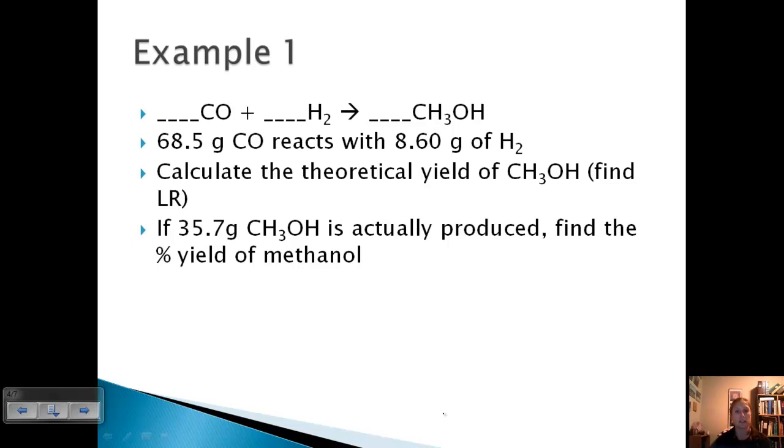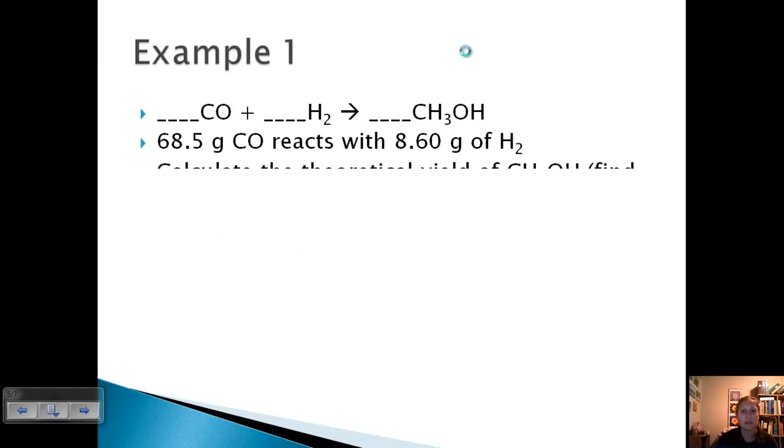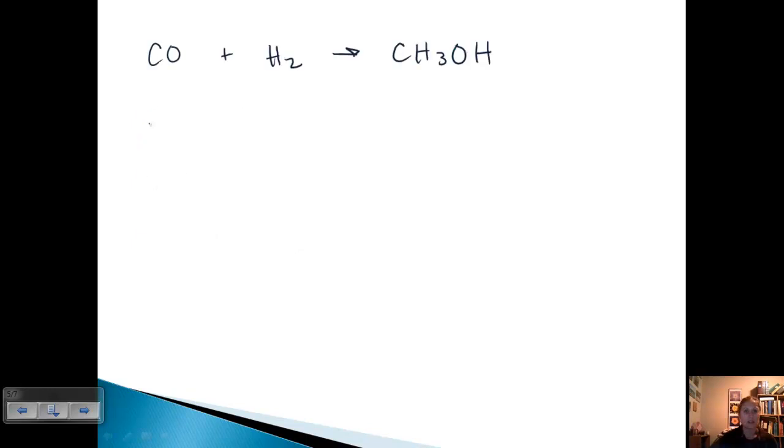Okay, let's write our reaction, and we're going to have to flip back and forth a little bit. So we've got carbon monoxide plus hydrogen gas goes to CH3OH. We have 68.5 grams of carbon monoxide and 8.6 grams of hydrogen.